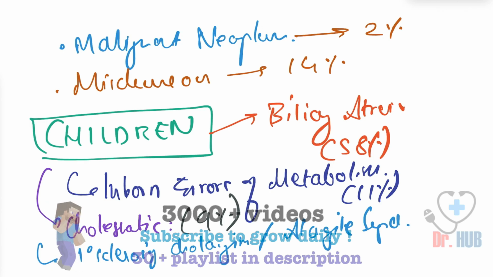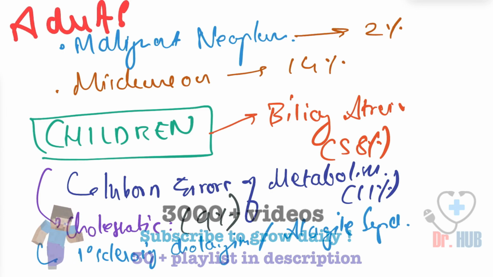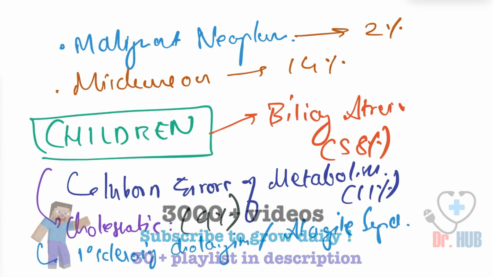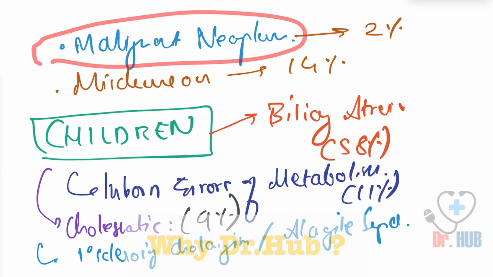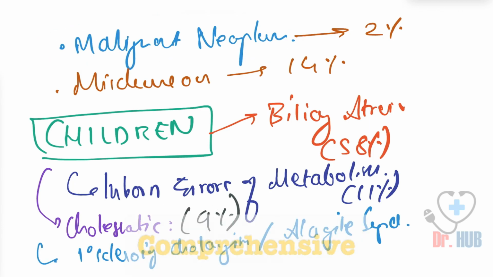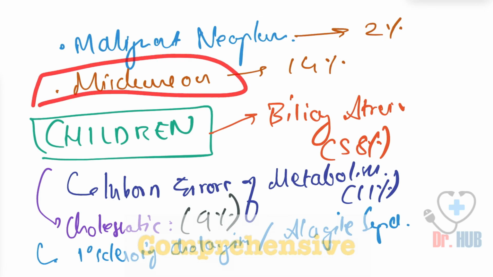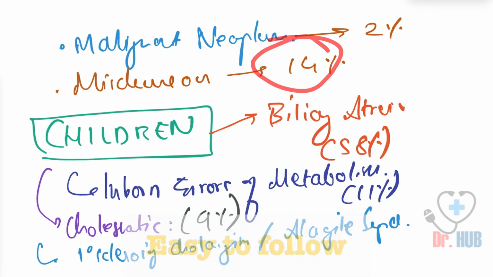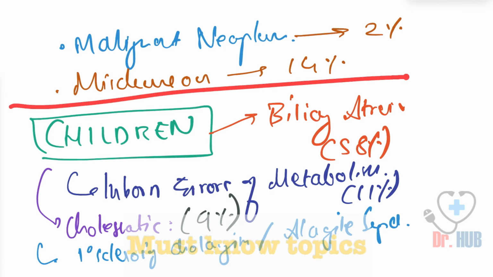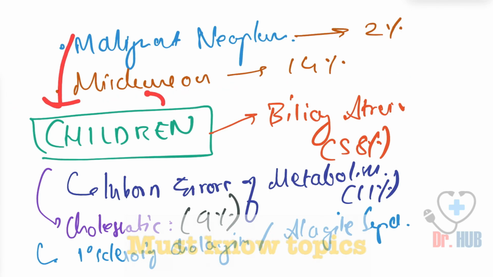Let's just recap. We're dealing with the adults. Under adults, the other two causes we left off with are the malignant neoplasm, which is one of the indications and amounts to about 2%, and then some miscellaneous conditions which amount to about 14% in case of adults. So that was about adults, and now we'll move on to the children.